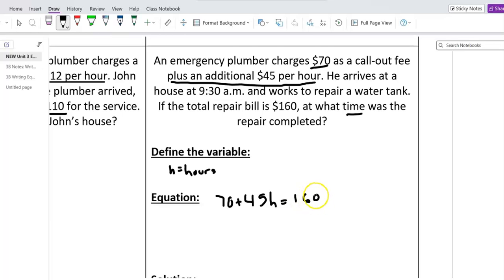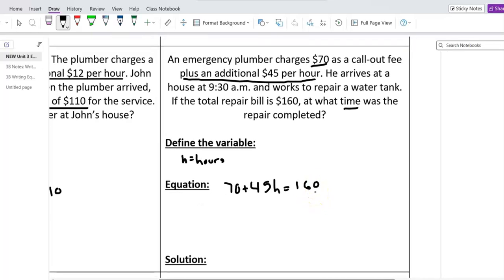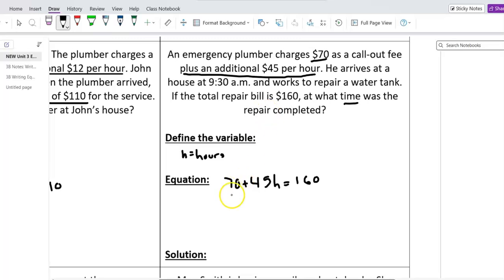And we will go ahead and solve this one actually really quick because the end is a little different than most other problems. So again, we have to get rid of the constant first, which is 70 on this problem. So we're going to subtract 70 on both sides, giving us 45h equals 90. Divide by 45 on both sides, and that is going to give us h equals 2.